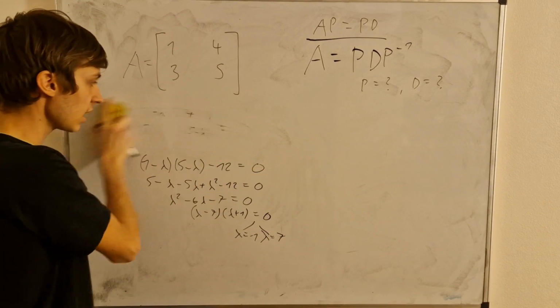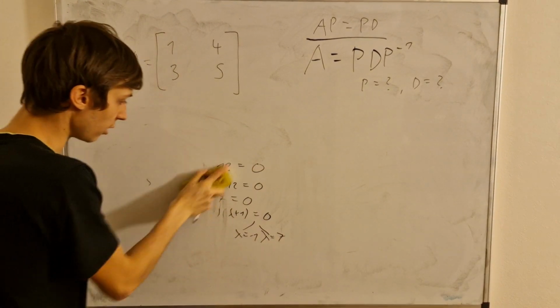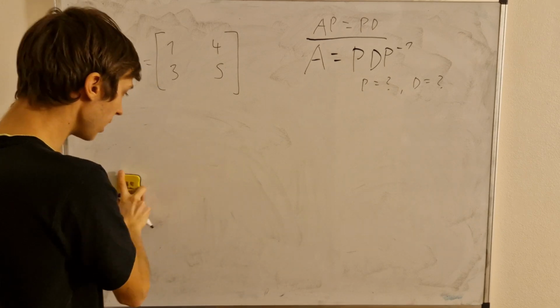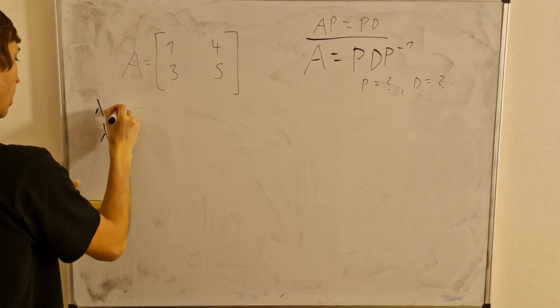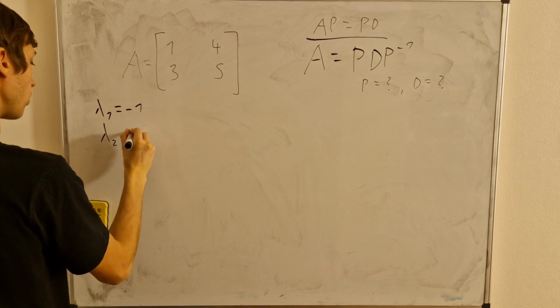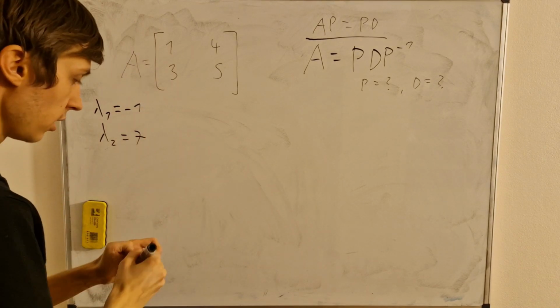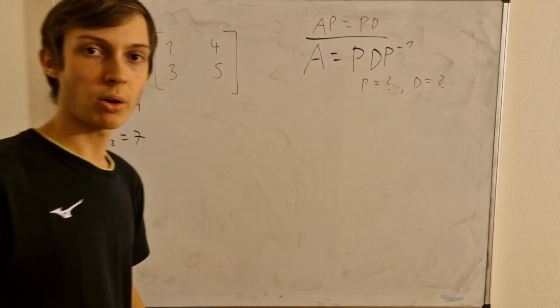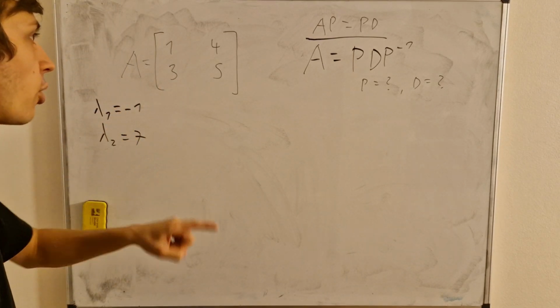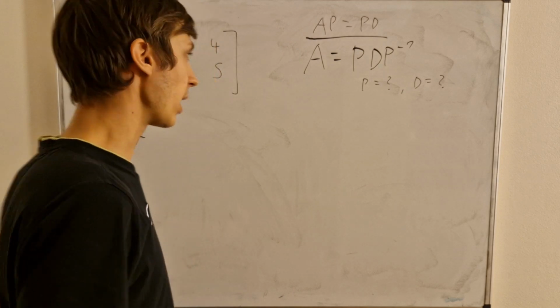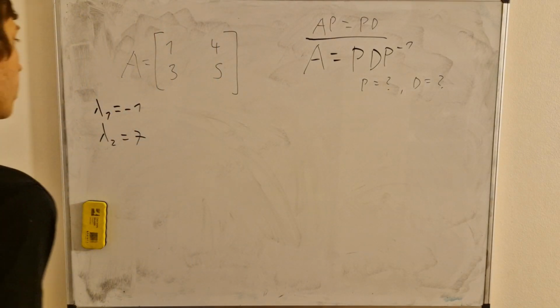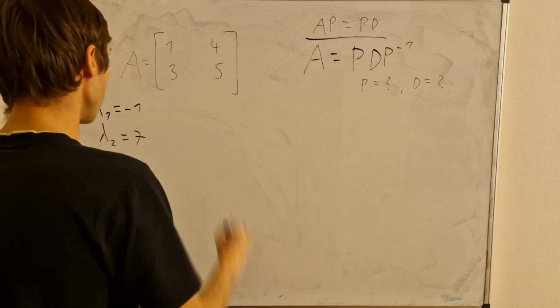So lambda is the eigenvalue. I can call them two lambdas because we have two eigenvalues. The first one was minus 1, the second one was 7. Now, we need to find eigenvectors. Using only these two values, we already know how to create D. And for P, we need eigenvectors. So eigenvectors are obtained using eigenvalues.